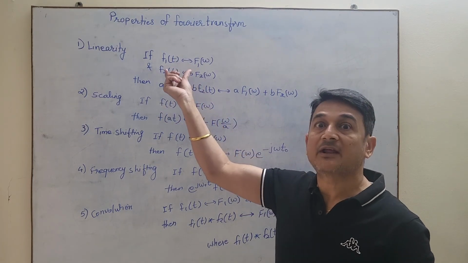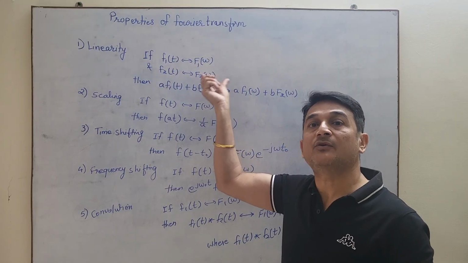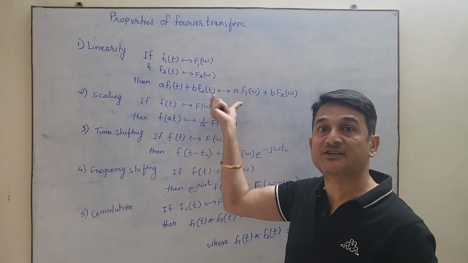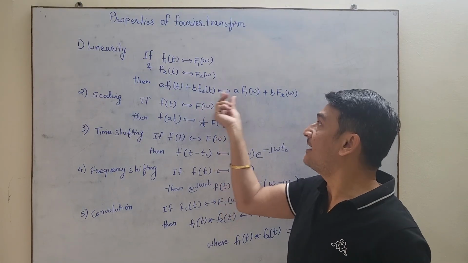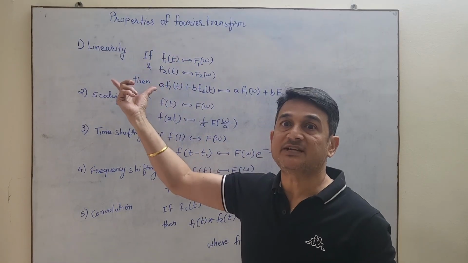Here, this bidirectional arrow indicates that f1(t) has a Fourier transform F1(omega). So wherever I put this bidirectional sign, it always indicates "has a Fourier transform". So this is what the linearity property states.